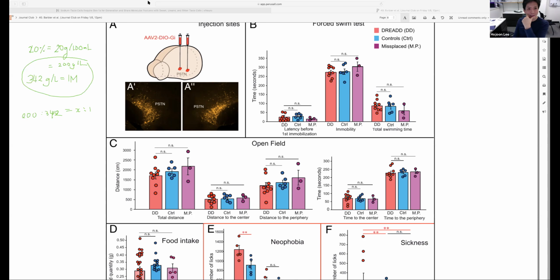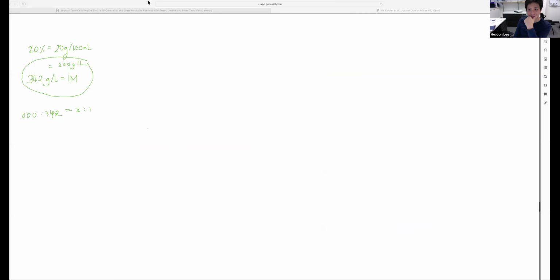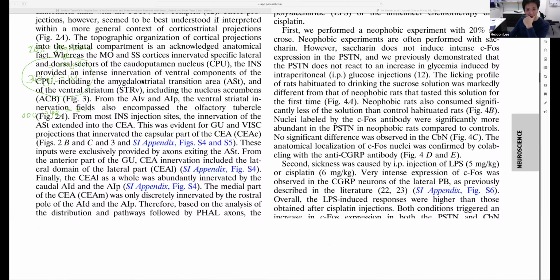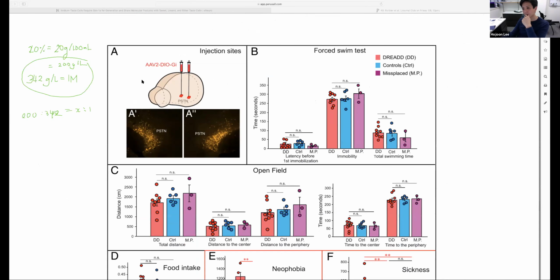Right. So what's happening in this figure? This is the one functional experiment that they do. They're using threads, GI, to block the activity of TAC1 neurons in the PSTN. And so they have the controls, two controls and the thread.